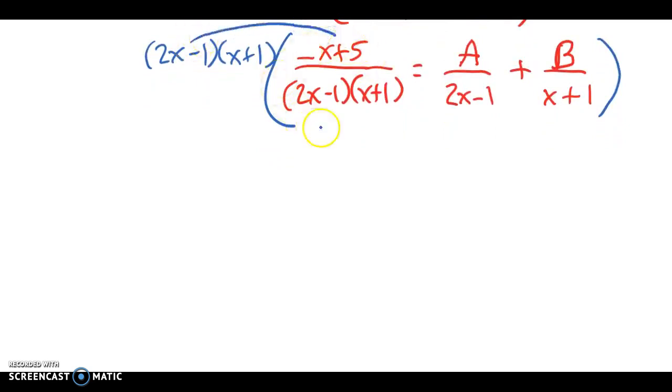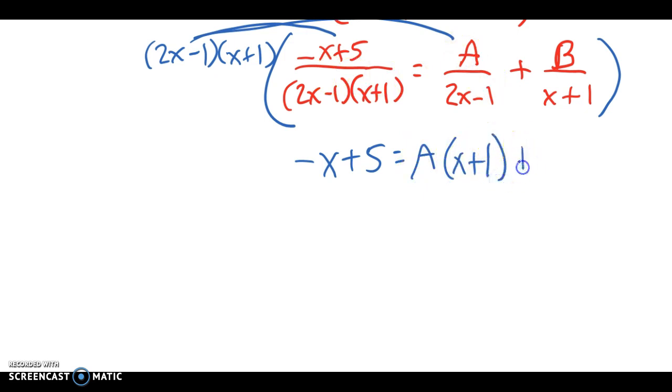So if we distribute it to just this term, well, then the 2x minus 1 and the x plus 1 are going to simplify to 1 with this 2x minus 1 and x plus 1. So we'll just have negative x plus 5. If we distribute to this term, the 2x minus 1 and 2x minus 1 are going to simplify out. So I'll just have this x plus 1 and that A, and I'm actually going to write the A first. Okay, and then I'm going to distribute here. The x plus 1s are going to simplify out, so I have B times 2x minus 1.